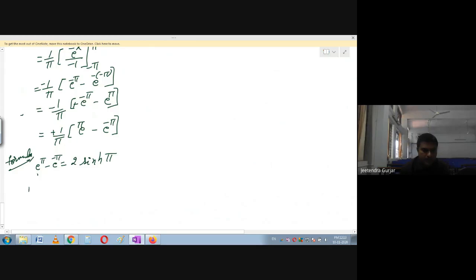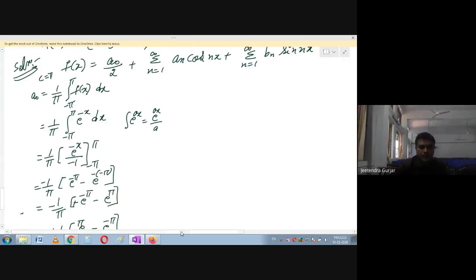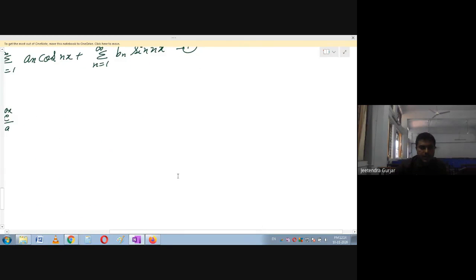Therefore, I am going to get a naught equal to 2 sinh pi upon pi. Only for the simplification, students, I have taken this value. Now we will go to simplifying an.